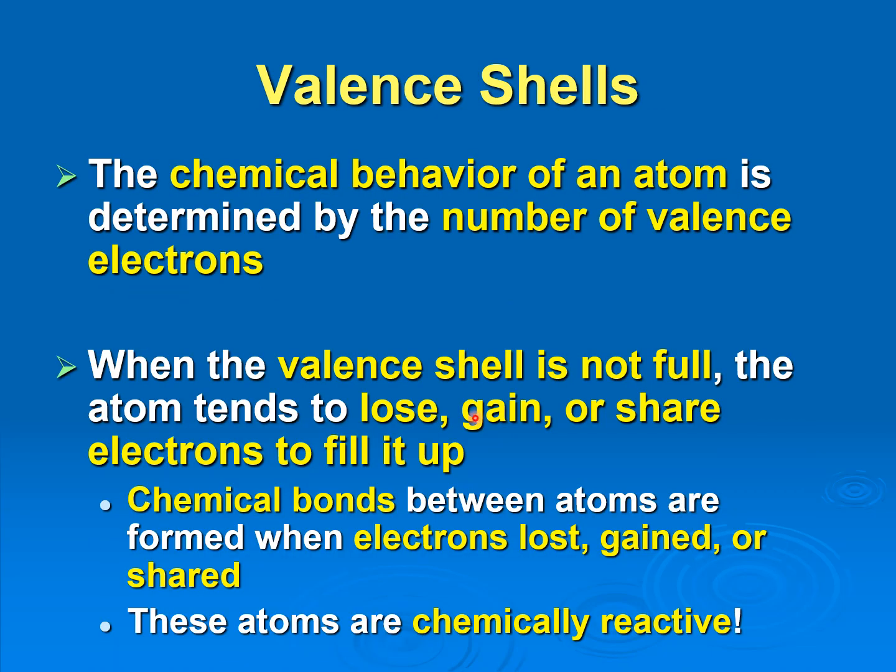Okay, so why do we care about the valence shell and the valence electrons? Well, the chemical behavior of an atom is actually determined by the number of valence electrons. So if that valence shell is not full, like if you don't have that magic number of 8 electrons in that second shell, then the atom's going to either lose, gain, or share electrons to fill it up. Because the whole goal of the atom is that it wants a full outer valence shell. And so chemical bonds are going to be formed between the atoms when electrons are lost, gained, or shared. And so these atoms are going to be chemically reactive.